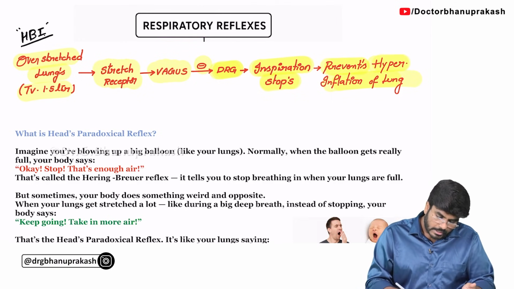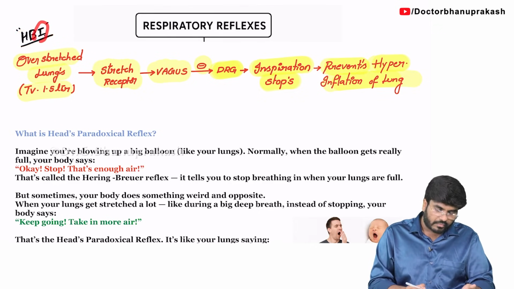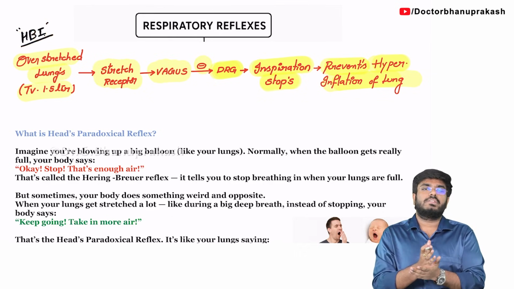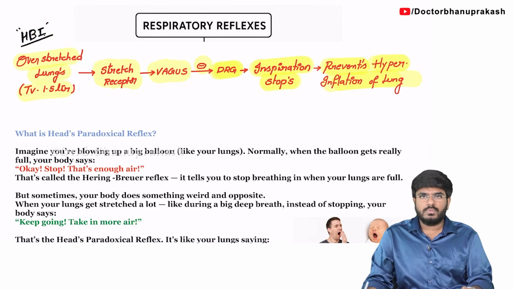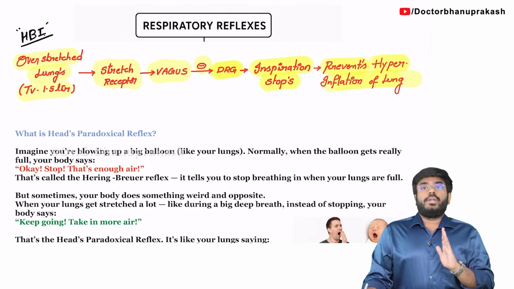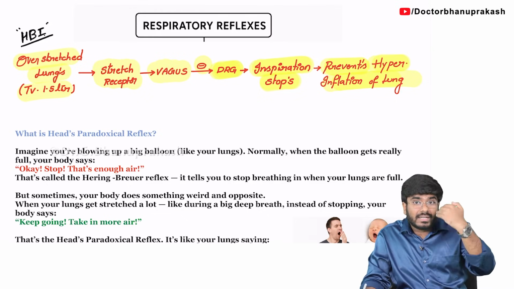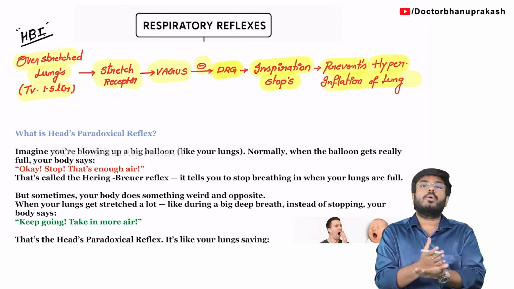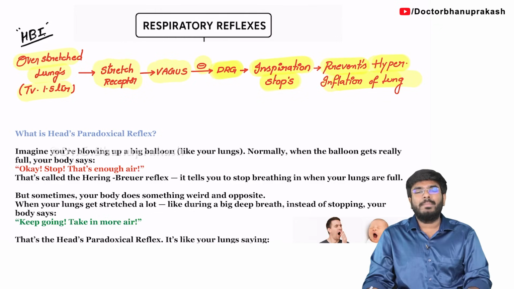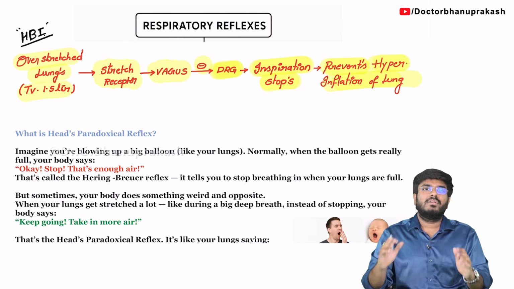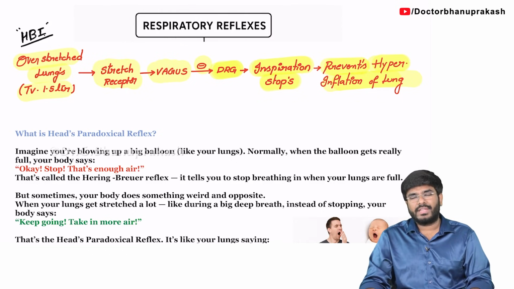So always remember this is the Hering-Breuer inflation reflex. Whenever there is hyperinflation of the lungs, inspiration will automatically stop. You try to do it. Try to take as much air as possible. At one point, inspiration is stopping, right? Even though you voluntarily try to take the inspiration, someone is stopping it. You can't do the inspiration completely. So who is stopping it? It's the Hering-Breuer inflation reflex with the help of the vagus nerve.